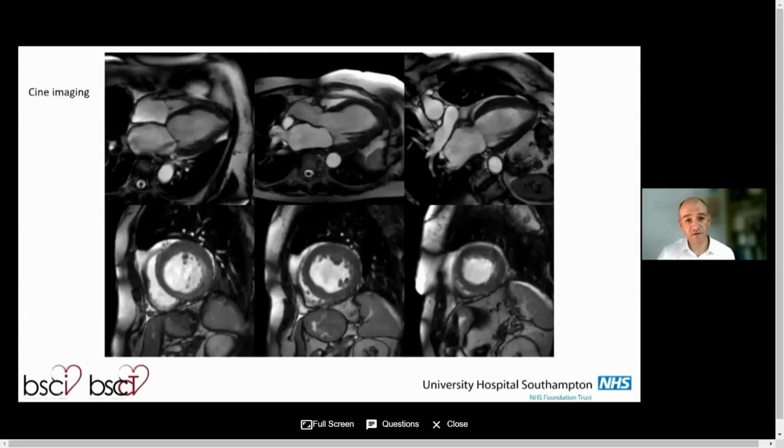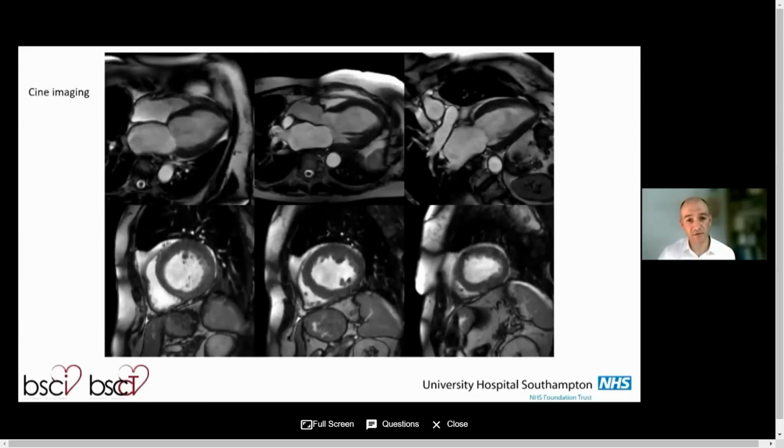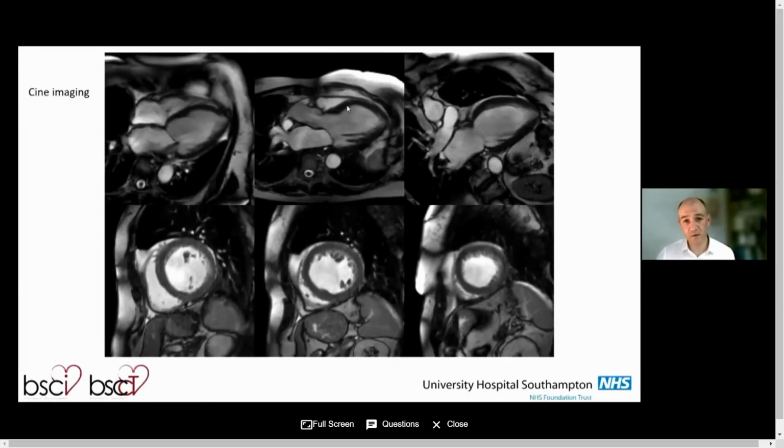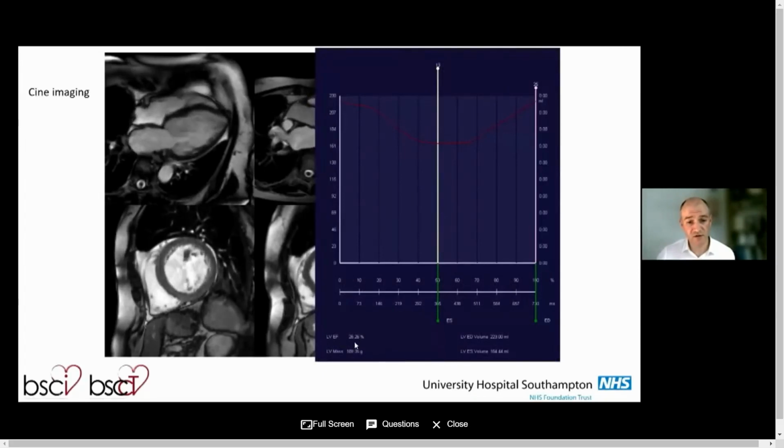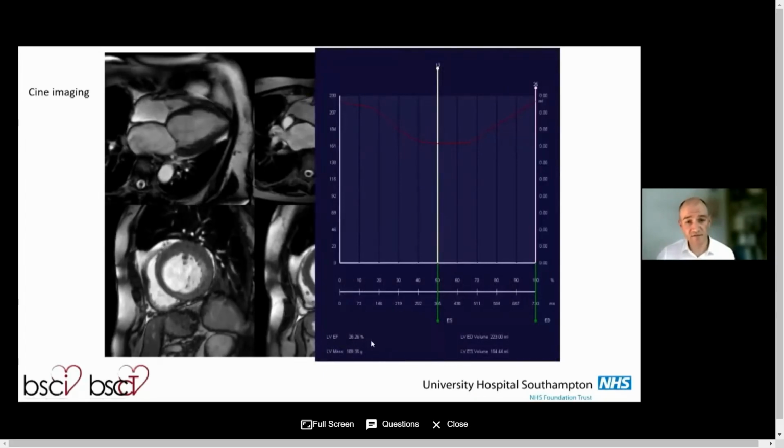One of the real advantages of cardiac MRI is we're able to quantify ventricular volumes absolutely by contouring the myocardium at all the different levels. And on doing that, you can see here we're able to generate a left ventricular volume curve. In this particular instance, this tells us that the patient had a left ventricular ejection fraction of 26%, so severe impairment of left ventricular systolic function.